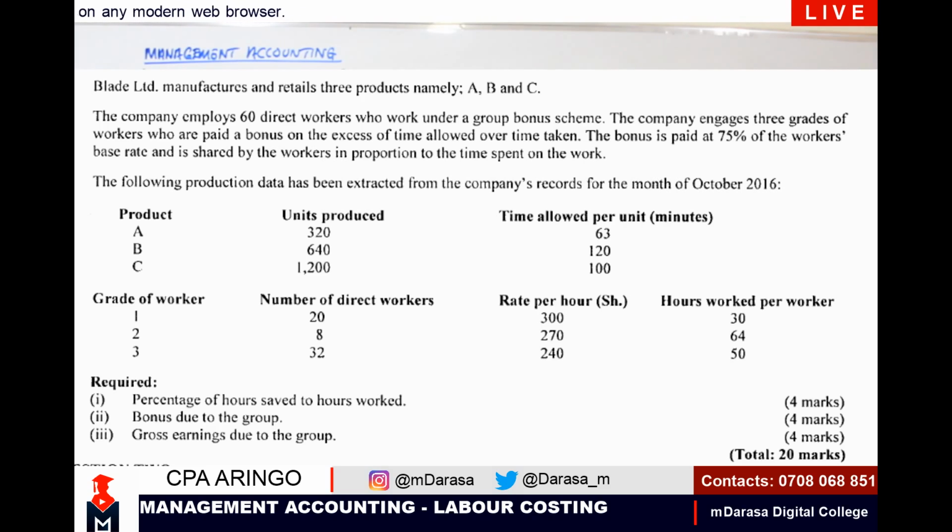So this is a question that you are looking at. This is what you are told. Blade Limited manufactures and retails 3 products, namely A, B, and C. The company employs 60 direct workers who work under a group bonus scheme.